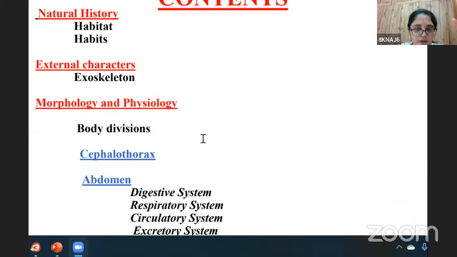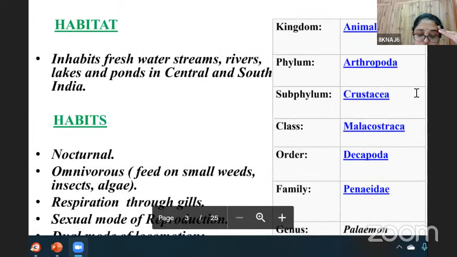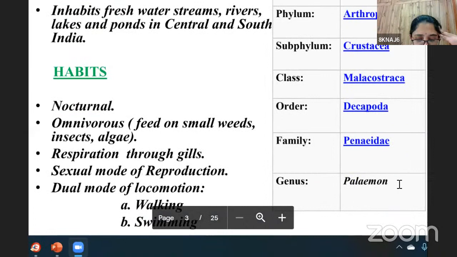So, the systematic position: Kingdom Animalia, phylum Arthropoda, subphylum Crustacea. The subphylum is different in your textbook. So subphylum Mandibulata, class Crustacea, subclass Malacostraca, order Decapoda, family Penaeidae, genus Palaemon, and species can be of different kinds. The young ones are translucent, pale white or yellow in color.